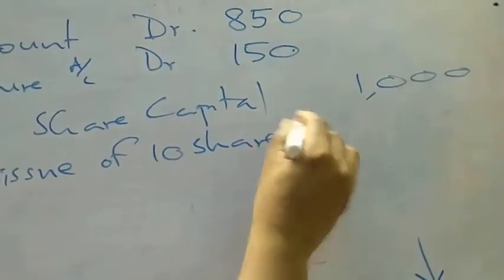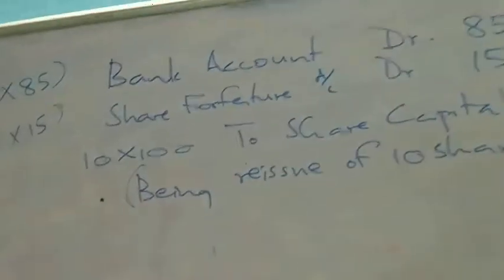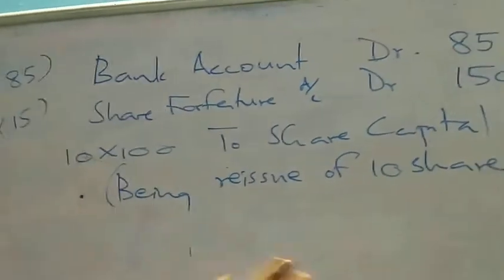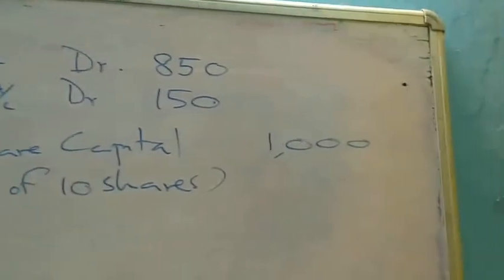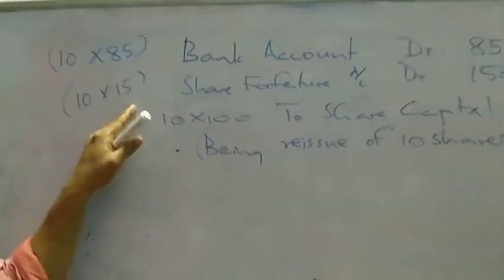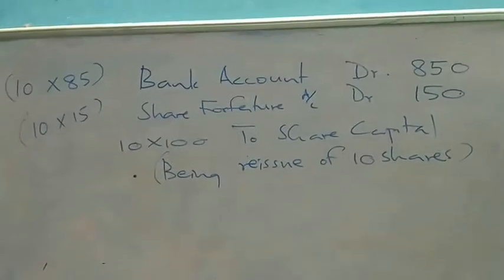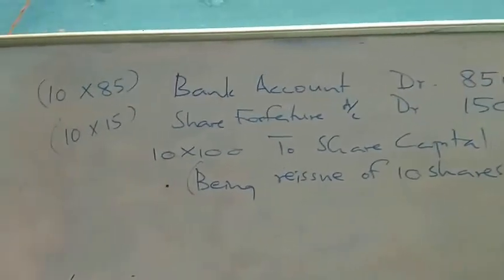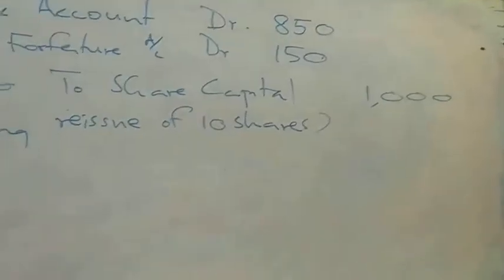This is the second entry. Bank account debit. The company is reissuing 10 shares at a price of 85. 10 into 85, 850. Share forfeiture account debit. The share is of 100 rupees, 15 is a discount. 10 into 15, 150. To share capital, 10 shares are there, 100 is the face value, 10 into 100, 1000 rupees. Then the last entry.